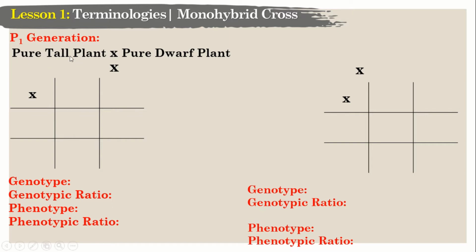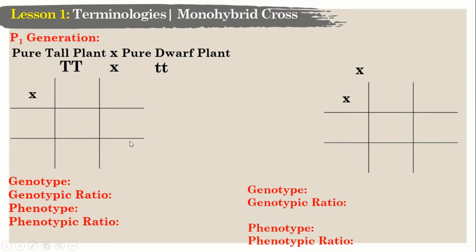When we code this one, you already know how to write pure, or homozygous, and the code for tall and short. We will be using pure here, so that means they should be similar. Since this is tall, we have two capital T. If it is pure again, it should be a similar letter for a dwarf plant, and we say that a dwarf plant is coded with a small t. So we should have two small t's here.